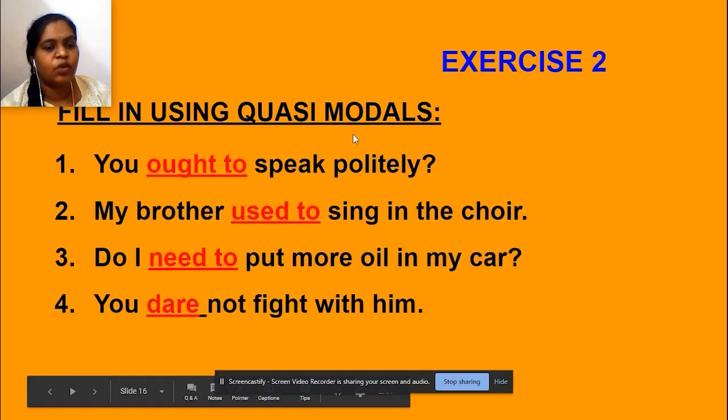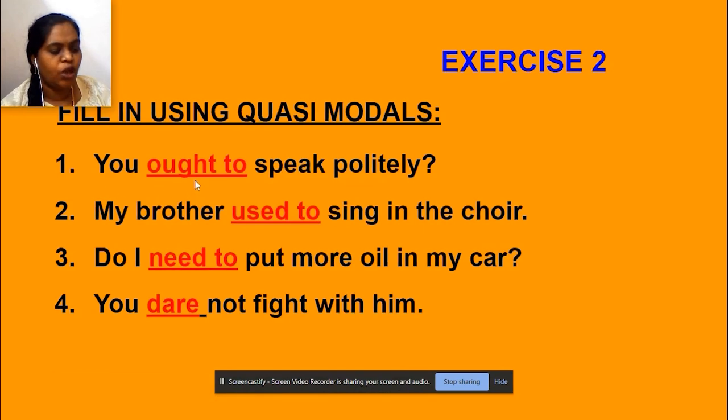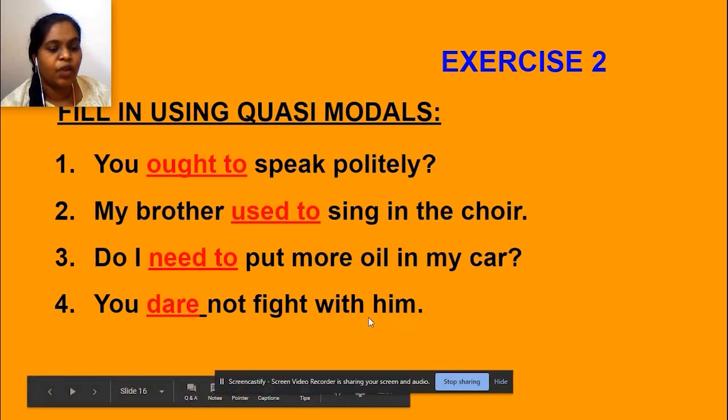Fill in using quasi-modals. You ought to speak politely. My brother used to sing in the choir. Do I need to put more oil in my car? You dare not fight with him.